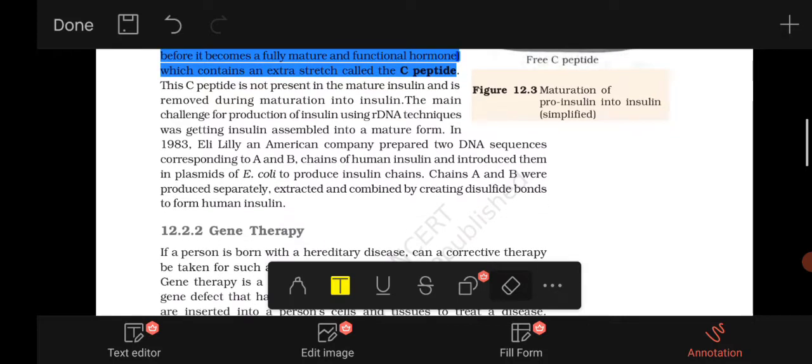Later, the Eli Lilly company, an American company, produced two DNA sequences called chain A and chain B corresponding to the chain A and chain B of insulin. They were then introduced into the plasmid of E. coli, and they produced chain A and chain B separately. They were extracted, then recombined by creating the disulfide bonds or disulfide linkages to form a mature insulin.